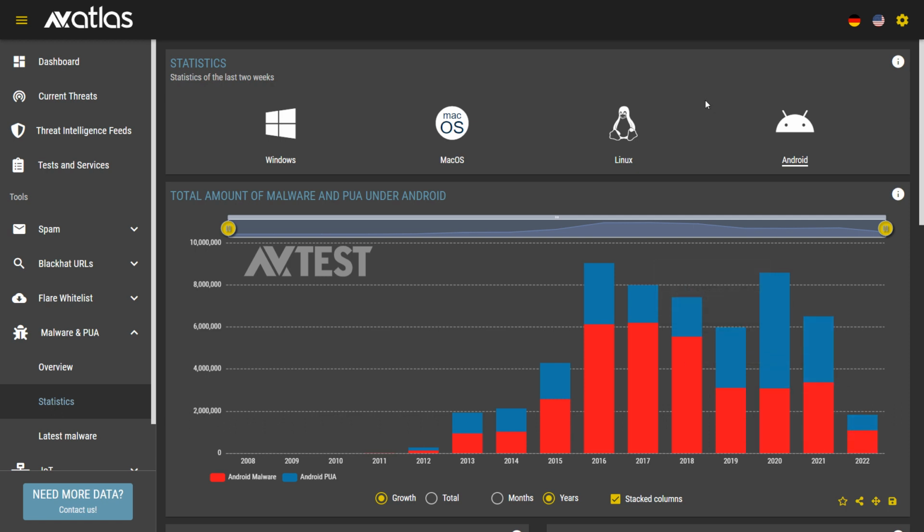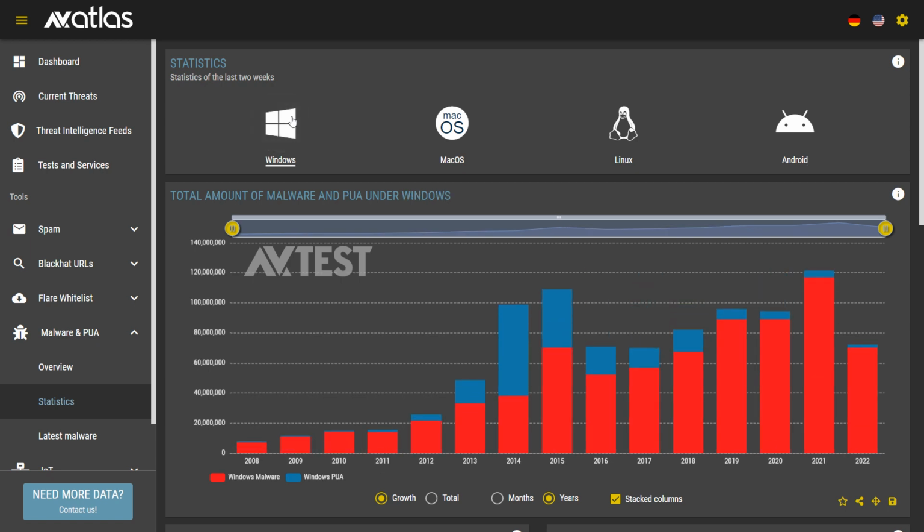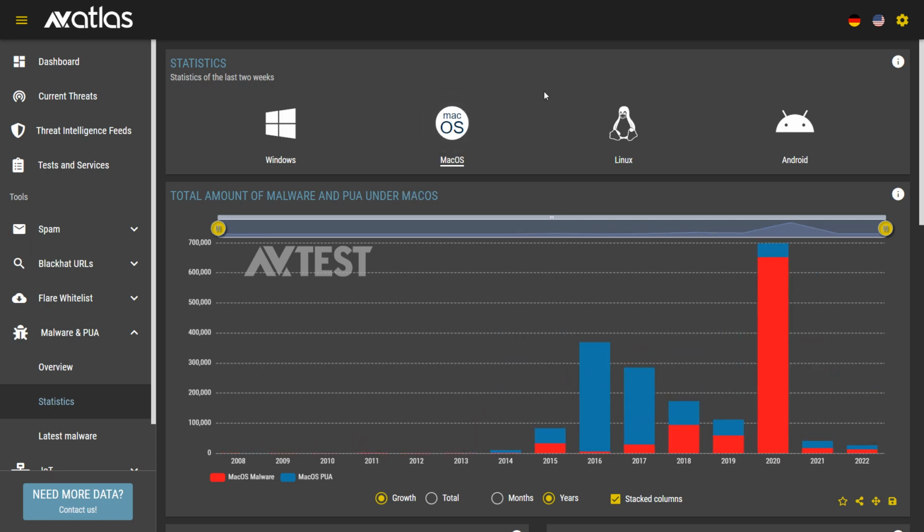But I thought for today's video, the interesting stats would be that significant difference between Windows having just over 70 million new samples discovered in 1 year compared to macOS, which only has about 12,500.